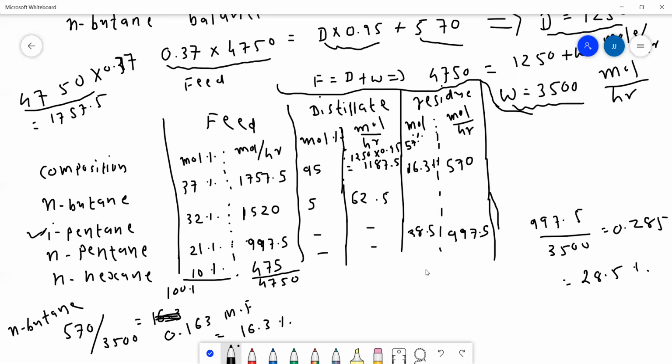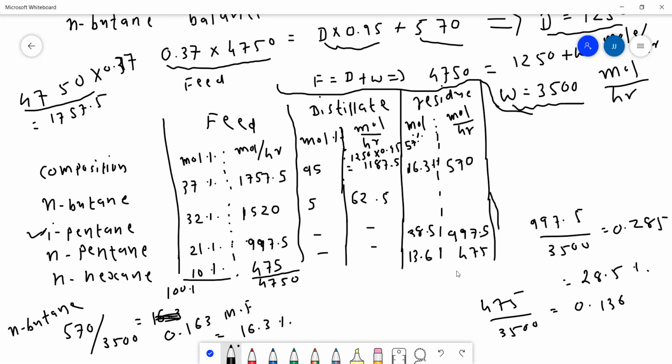Similarly for N-hexane, it is 475. So 475 divided by 3500 is equal to 0.136. So this is 13.6 percent.